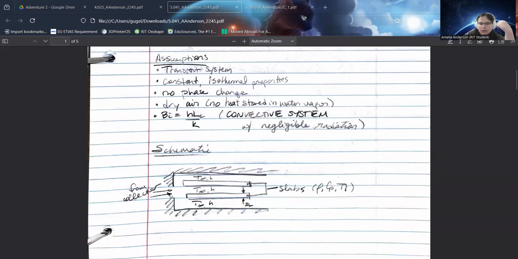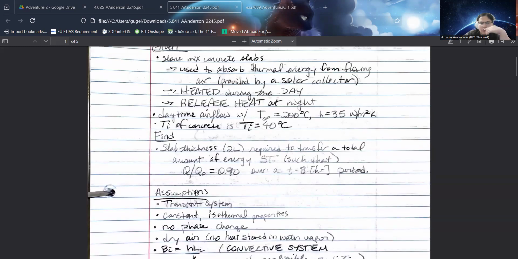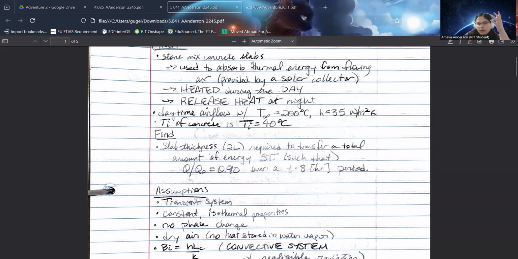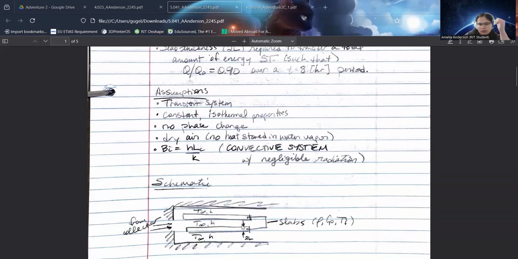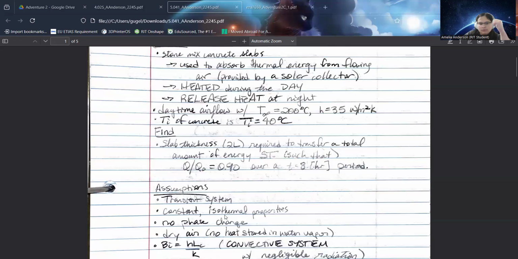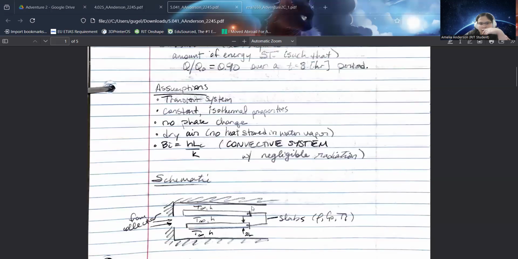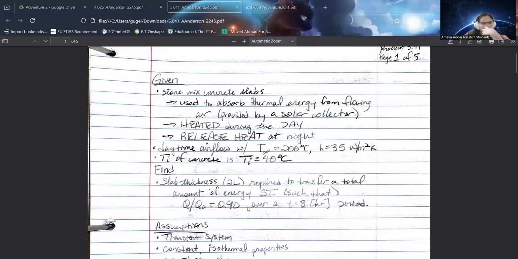The incoming air during the daytime, T infinity and h, is 200 degrees Celsius at 35 watts per meter squared Kelvin. We assume the initial temperature of the concrete is 40 degrees Celsius. We want to find the slab thickness, 2L, so L is half this thickness, as you can see here. It is required to transfer a total amount of energy such that 90% of that total energy is transferred over an 8-hour period.